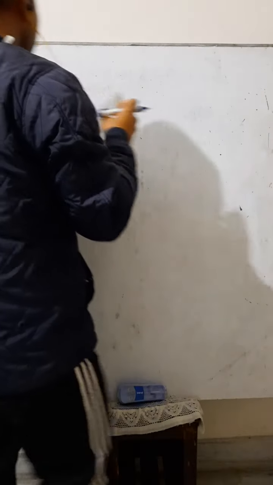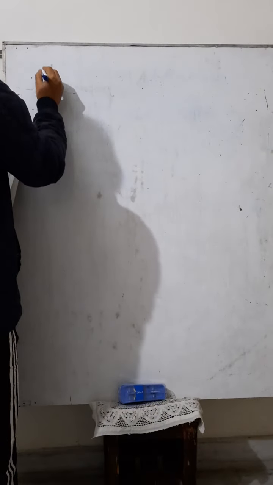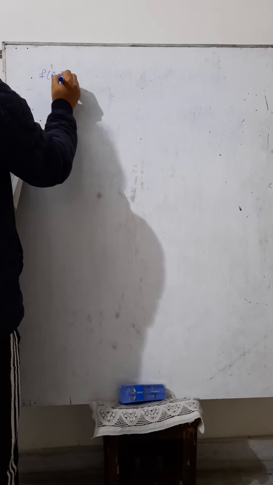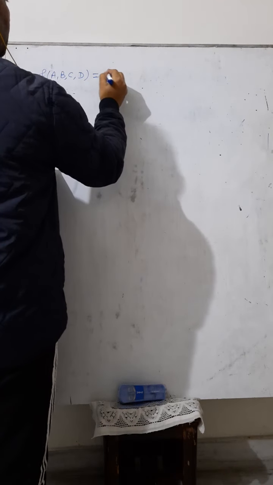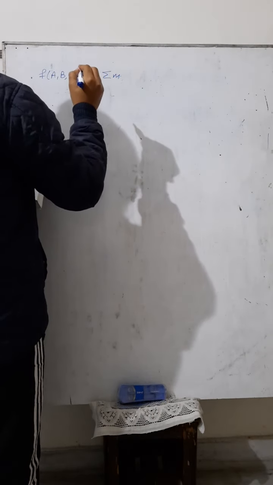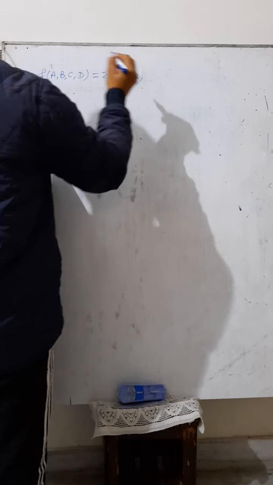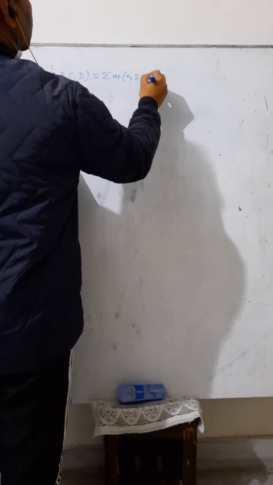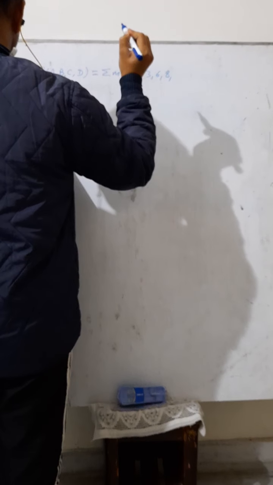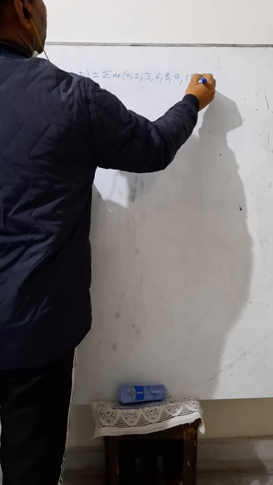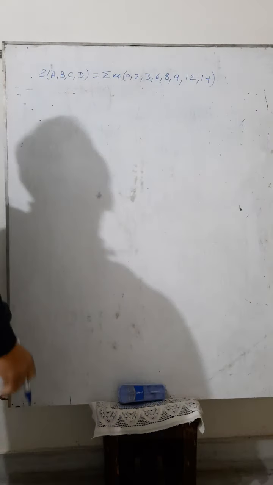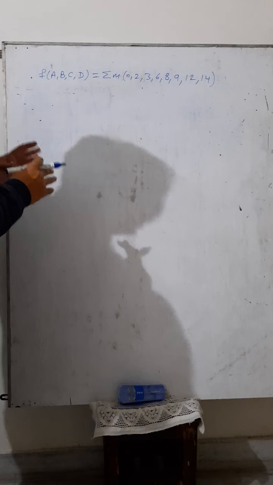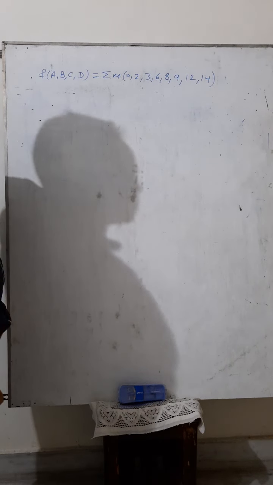F(A, B, C, D) is equal to summation small m (0 to 3, 6, 8, 9, 12, 14). As we implement 4 is to 1, in the same symmetrical way we can implement 8 is to 1 and 16 is to 1.